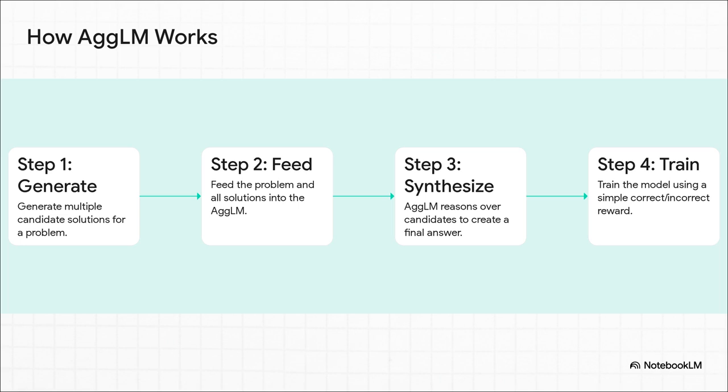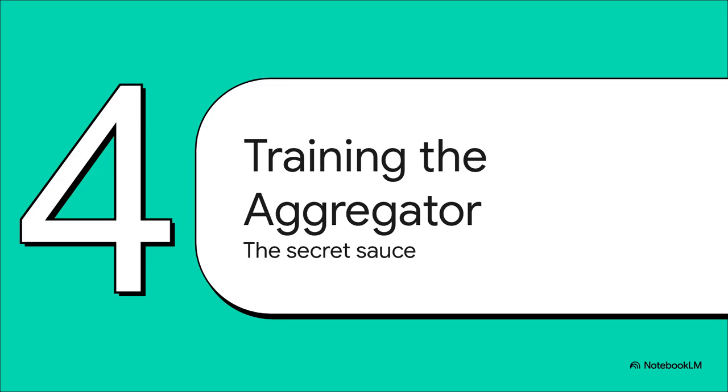For things like math problems, there's a definite right or wrong answer. So you can give the model a super clear reward signal. You get a 1 if you're right, a 0 if you're wrong. This lets them use RL to fine-tune the model, basically teaching it which lines of reasoning are gold and which are just dead ends. So how on earth do you train a model to do that? Well, this is where we get into the real secret sauce of the AggLM method.